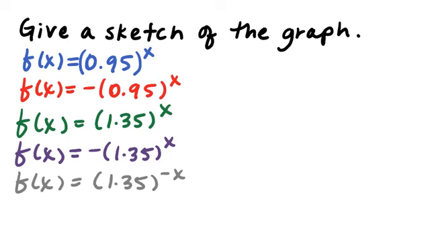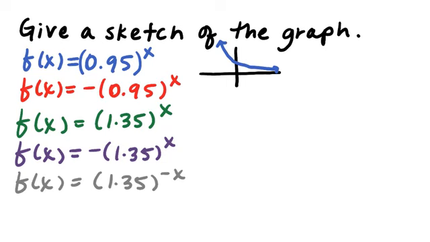We'll start by giving a sketch of these graphs. 0.95 to the x. 0.95, the base of the exponent, is less than 1, therefore it's going to be exponential decay. As x increases, we get closer to 0. As x goes to negative infinity, f of x gets bigger.